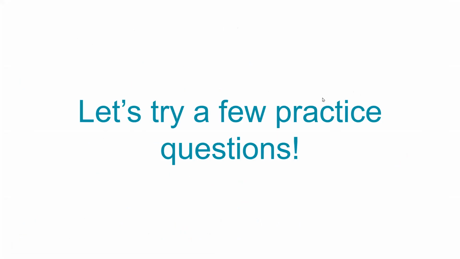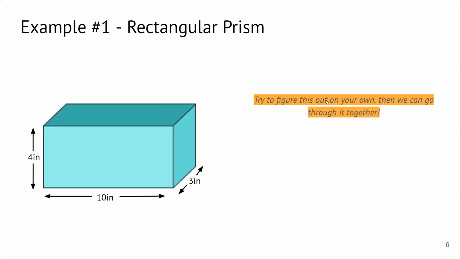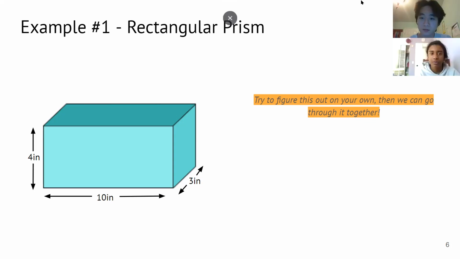Let's try a few practice questions. Our first example is a rectangular prism. You can see the dimensions right here. You can try to figure this out on your own, and then we can go over it together. Go ahead and try it out yourself.